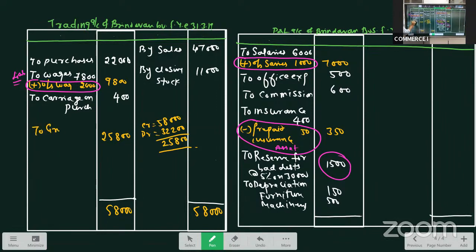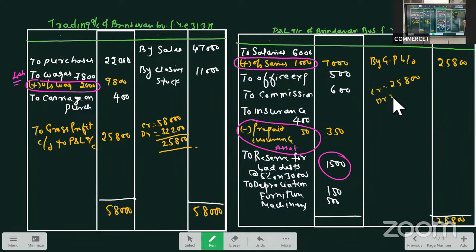We will take this gross profit carried down to profit and loss account. This gross profit is carried down to the P&L account. Now let us continue with our P&L account. By gross profit brought down 25,800. So gross profit is 25,800. Credit side total is 25,800. See what is on the debit side.